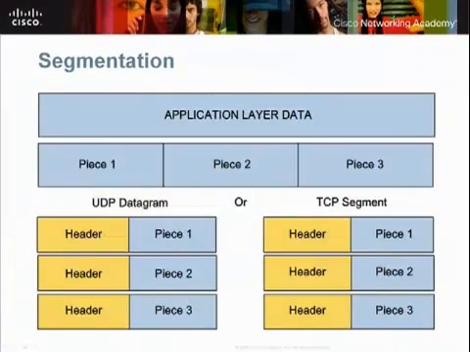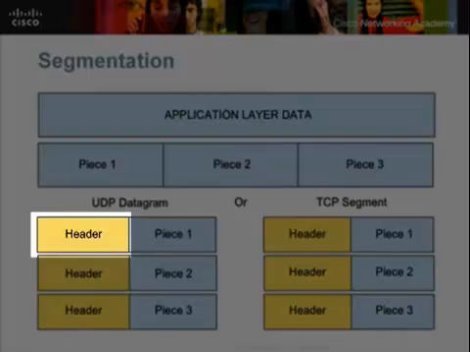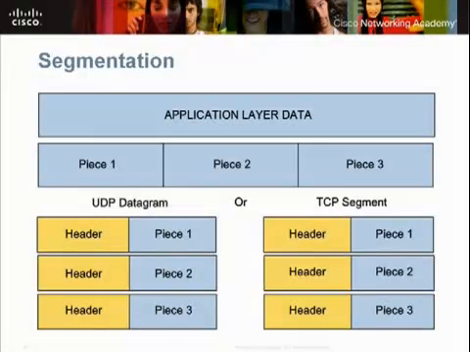To identify each segment of data, the transport layer adds a header to each segment that contains a unique number. These numbers are also used for reassembling the segments at the destination host.